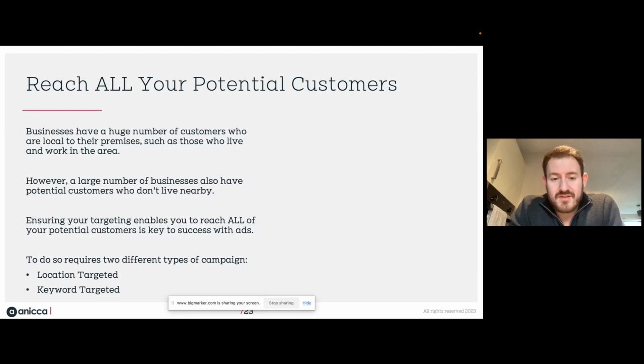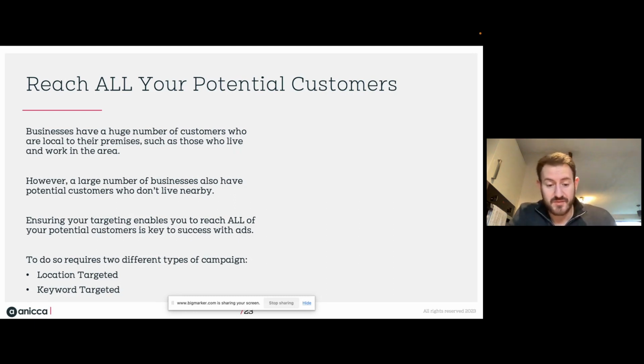However, a large number of businesses also have potential customers who don't live nearby. Ensuring your targeting enables you to reach all of your potential customers is absolutely key to success with ads and for your business as well. So to ensure that we reach all potential customers, we do need two different styles of campaign. The first would be location targeted, and a location targeted campaign bears in mind all of the information we've just discussed.